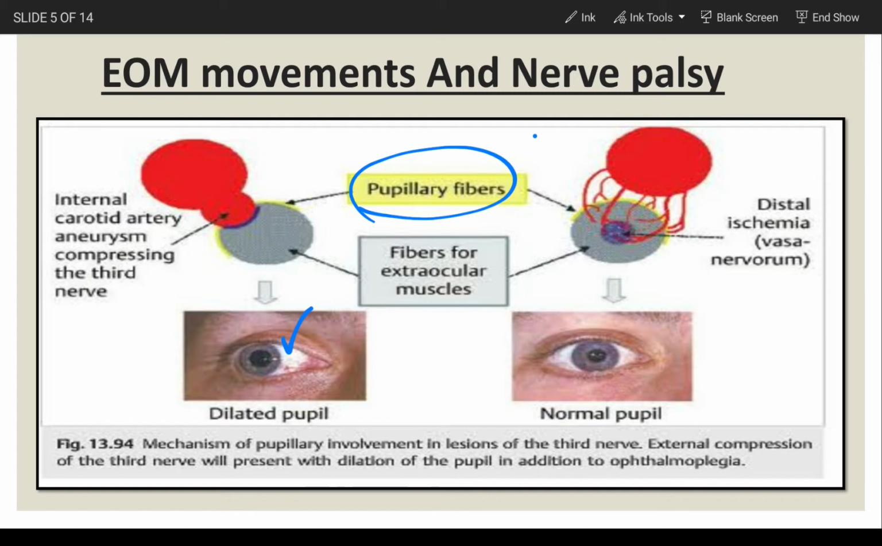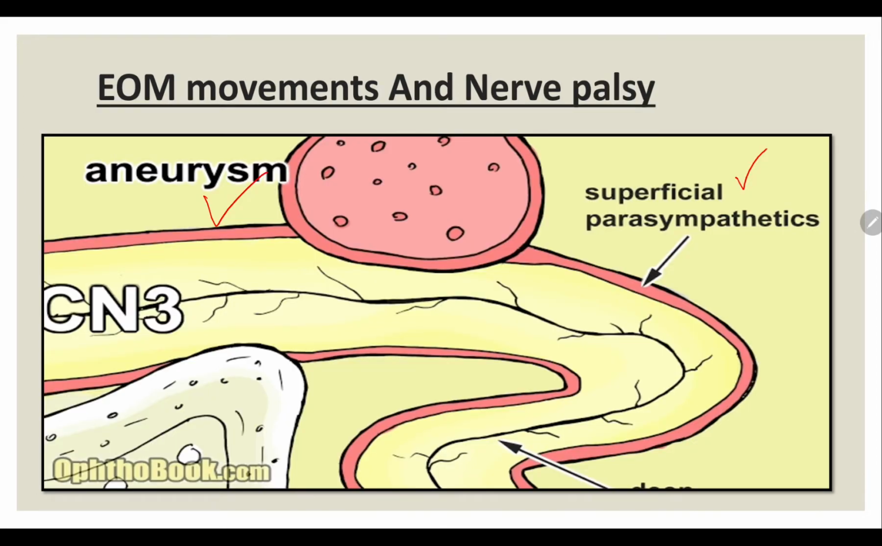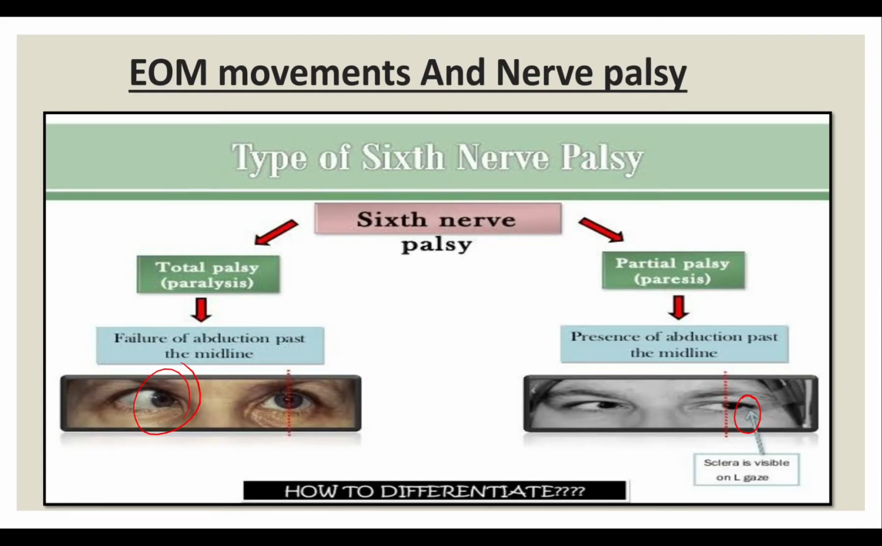But when the pathology is different, because of vascular pathology per se, that is a defect in the vasa nervorum, that causes motor fibers defect rather than the pupillary fibers. And that is what is defective here also. First, there will be any external aneurysm that in turn compresses superficial parasympathetic fibers, which presents as dilated pupil.